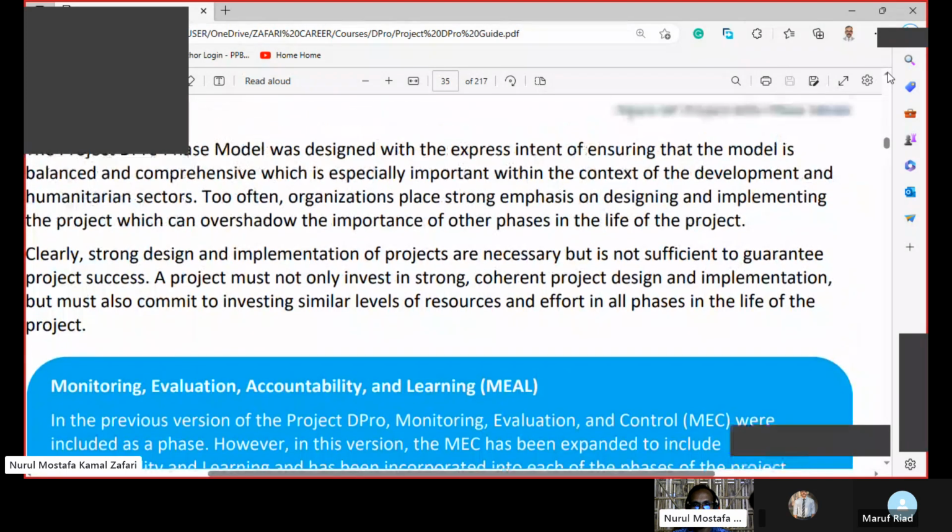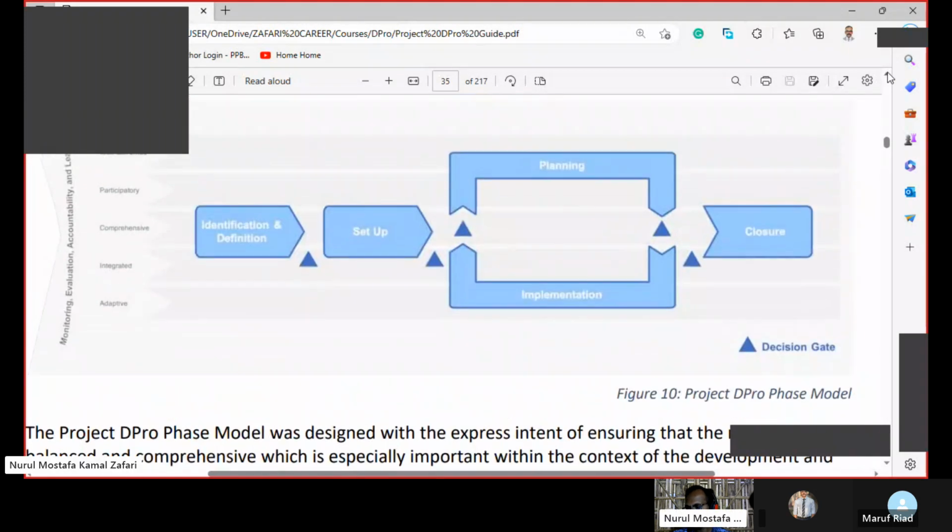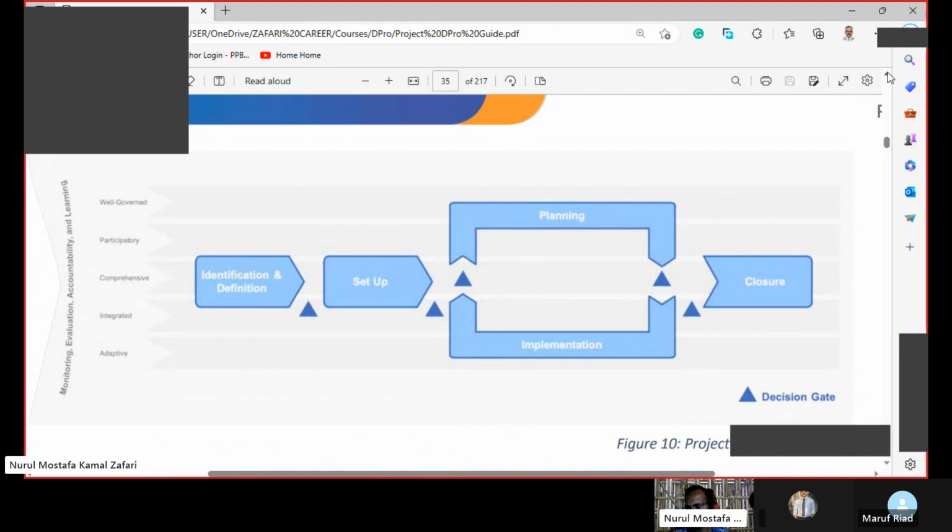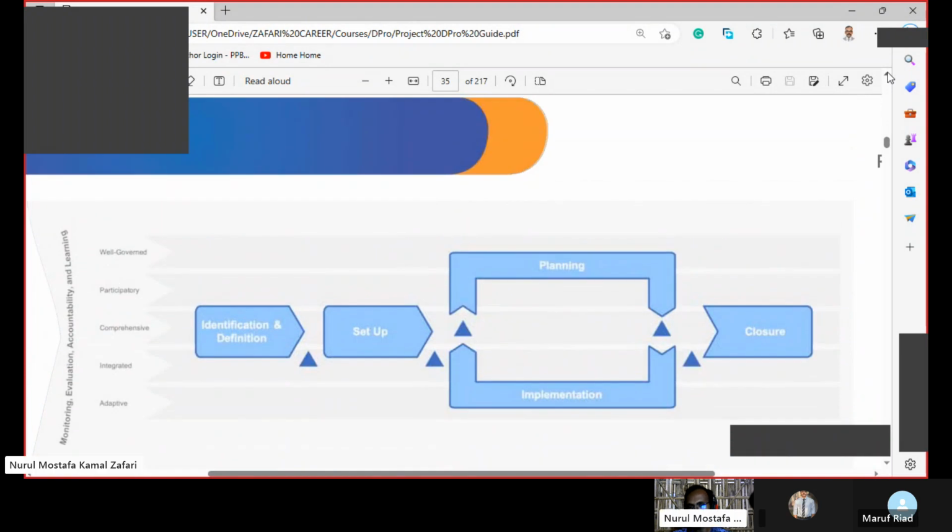Now let's go back to the diagram. Now, in each of the phases, we have to keep one thing as a cross-cutting issue, and that is MEAL. We have to memorize this term. MEAL means monitoring, evaluation, accountability, and learning. In another chapter, we'll discuss it in detail, so let us keep it aside now.